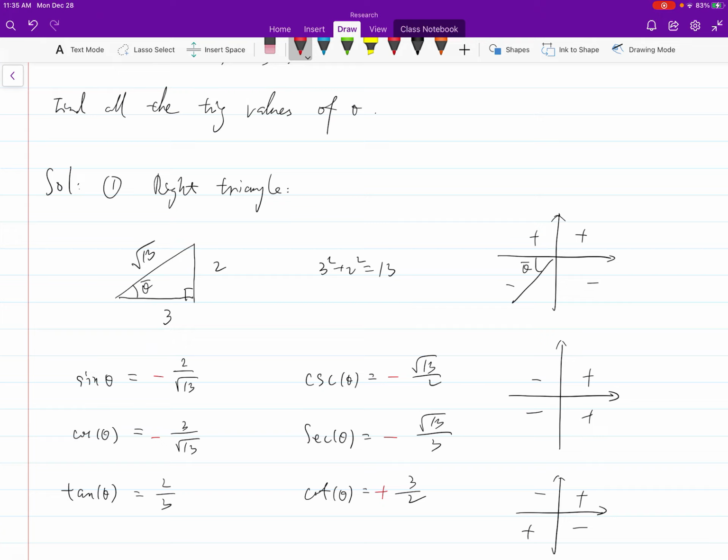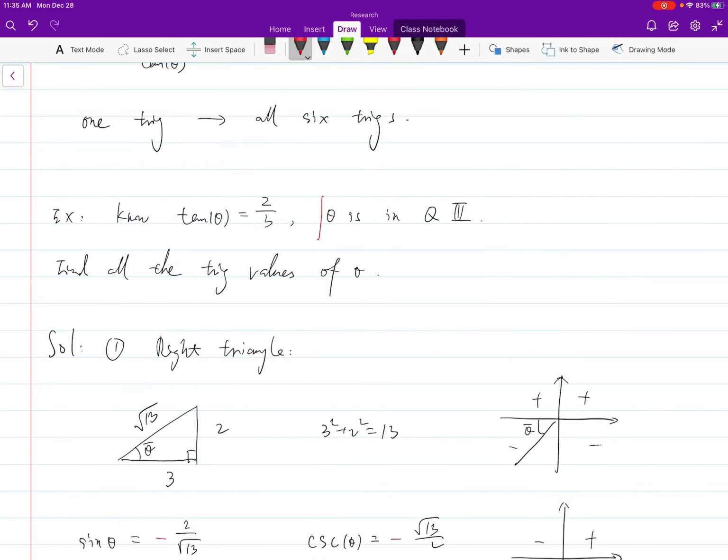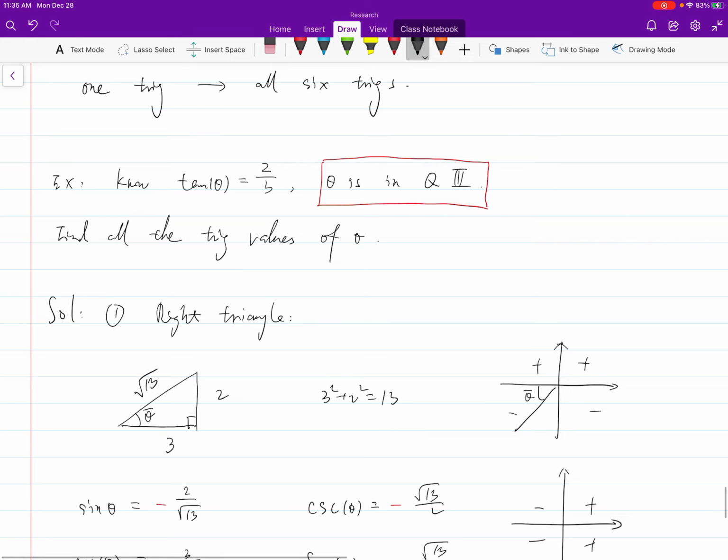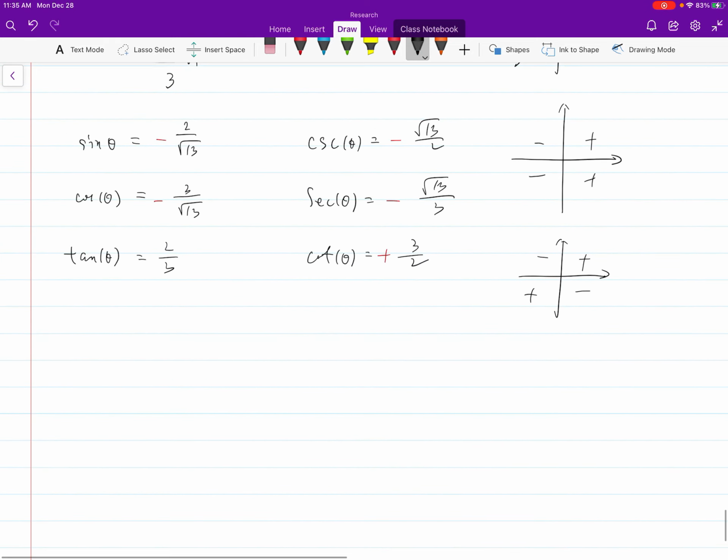So this is the first way to do it. We do it with the right triangle, but just keeping one thing in mind. That is, what you draw in the right triangle is not theta, but the reference angle theta. The good news is the values will stay the same. You just have to add positive or negative in the end, using the information here. All right, that's the first way of doing it.